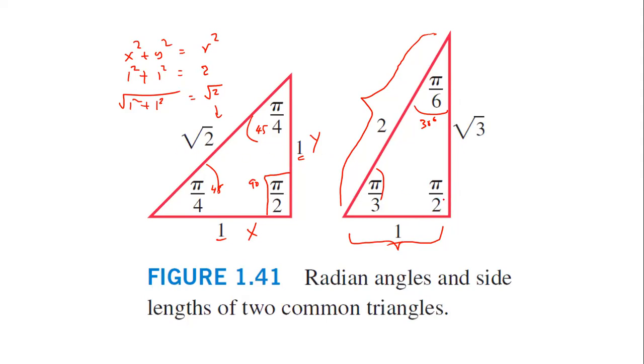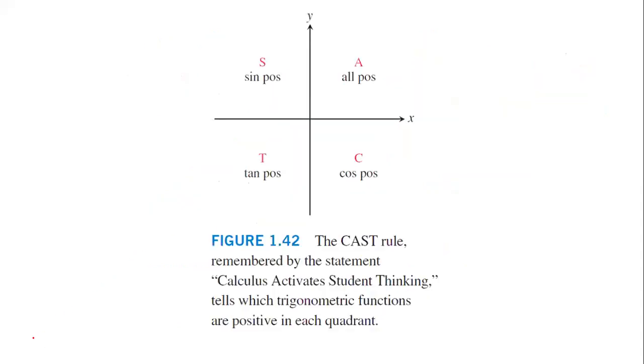And likewise over here, our x is equal to 1, our y is equal to the square root of 3. So x squared plus y squared must be equal to r squared. If we take the square root, we get the square root of 1 plus 3, and that is equal to 2, which is equal to r, right? Yes. Good.